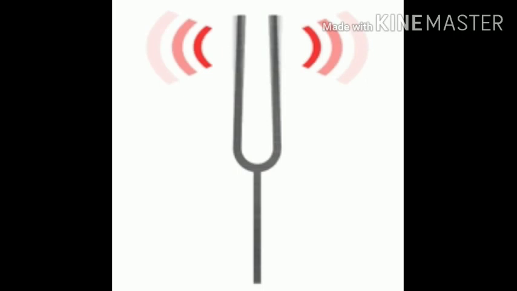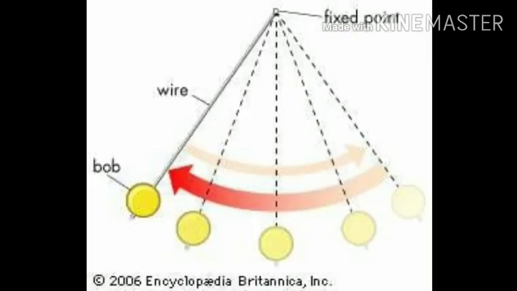Now, a few examples are there. The first one is the tuning fork. A tuning fork, when struck on a rubber pad, executes damped vibration in air. See, after a certain time, when the resistive force is more, the tuning fork stops vibrating. The next example is a simple pendulum. A simple pendulum oscillates in air or any other medium and executes damped vibration.